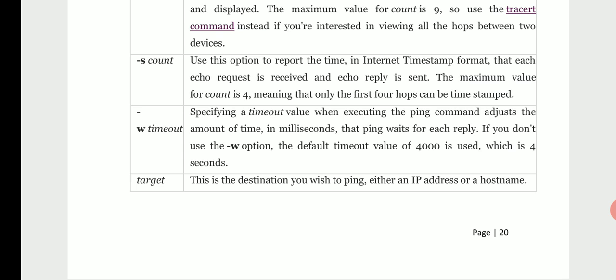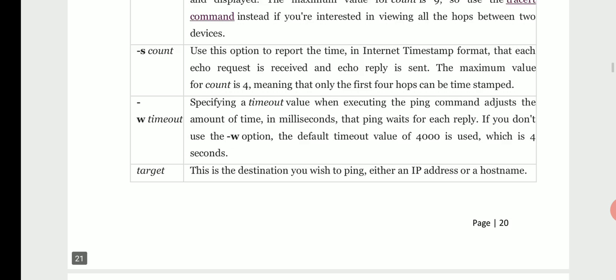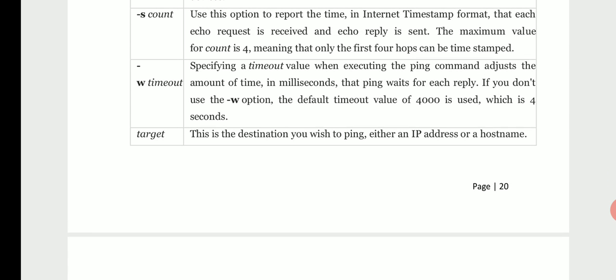Okay, so the -w timeout: specifying a timeout value when executing the ping command adjusts the amount of time, in milliseconds, that ping waits for each reply. If you don't use the -w option, the default timeout value of 4000 is used, which is 4 seconds. So 4000 means it is in milliseconds. So the default timeout is 4 seconds, or you can set the timeout here using -w timeout.